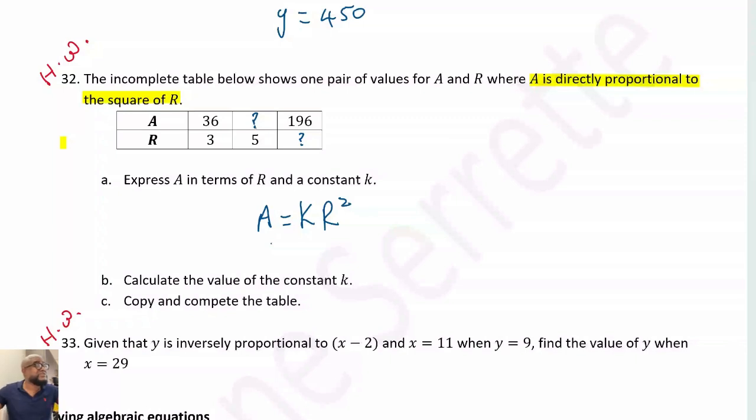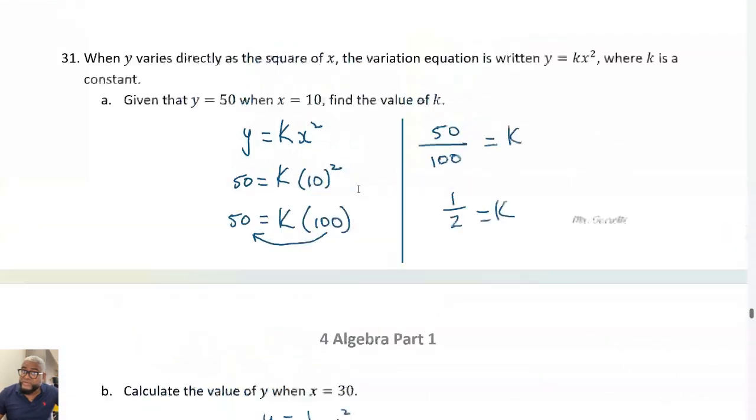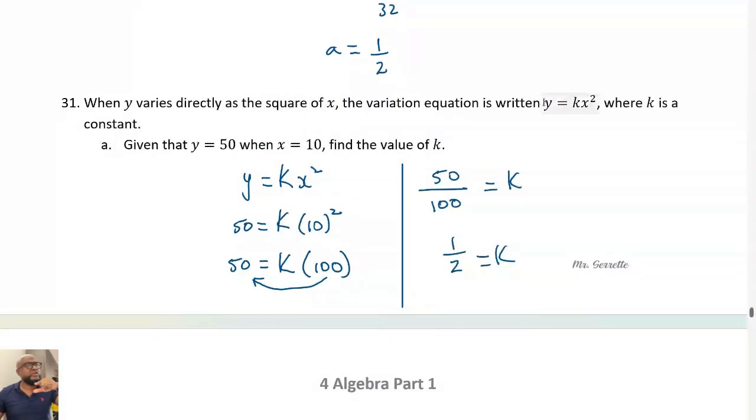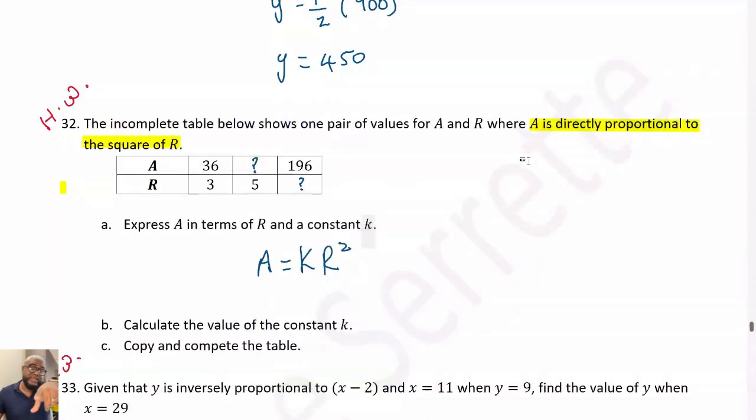So the hardest thing was to figure out what the formula was, right? Let me just scroll up. I just want to link it to what we did last week, right? Now remember this question, I was telling you CSEC was generous enough to give you the formula, which is Y is equal to KX squared. How did I get this formula? They did not even use the word proportional like this formula here used, right?